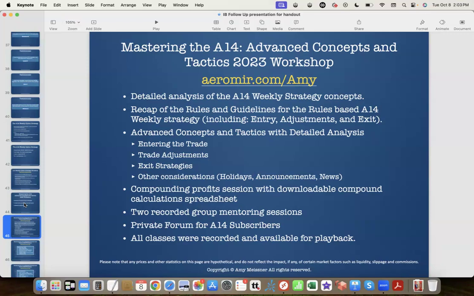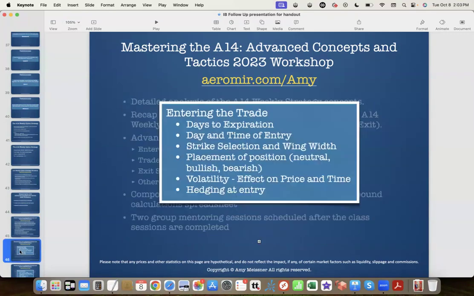So they're good together. And then the advanced concepts and tactics of entering the trade, which included days to expiration, the day and time of entry, strike selection and wing width, placement, neutral, bullish, bearish, if you wanted to have a little bit more bias in the market.